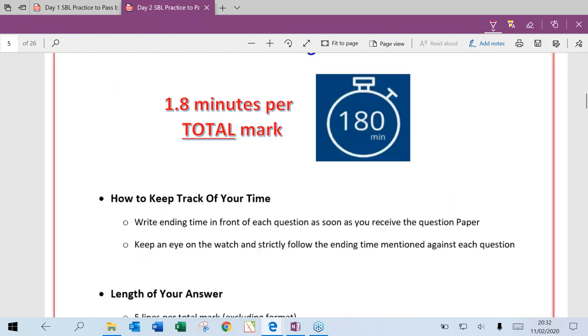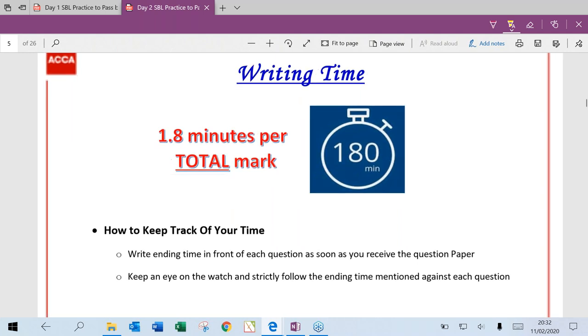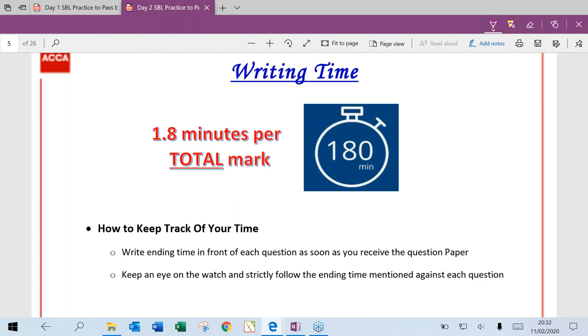So what are the techniques for drafting? You've got three hours for drafting, okay? Which means 180 minutes. So if you divide 180 minutes by 100 marks, it simply works out to be 1.8 minutes per mark. Per total mark. This is a very important word. 1.8 minutes per total mark.